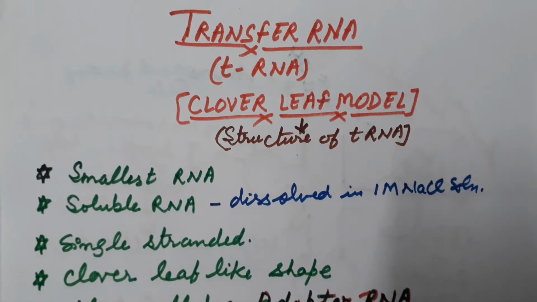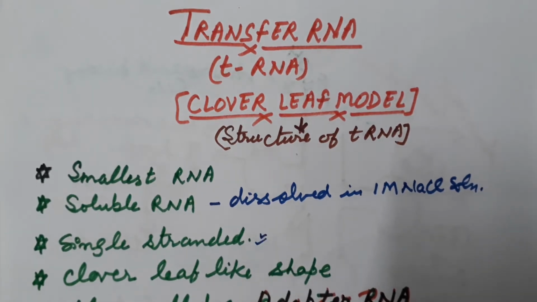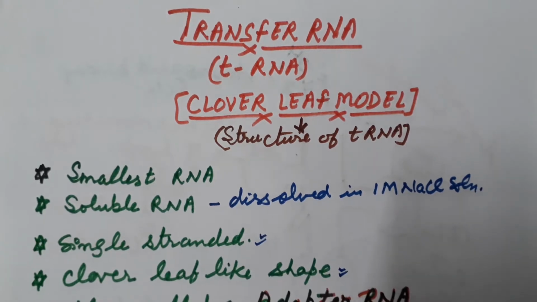Why is it known as soluble RNA? As it is dissolved in 1 NaCl solution. It is single stranded as it consists of 2 ends, 5' and 3' end. But because of formation of bonds between nitrogenous bases of the same strand, it has gained a shape just like a clover leaf. So we study the clover leaf like shape of the transfer RNA in this lecture.